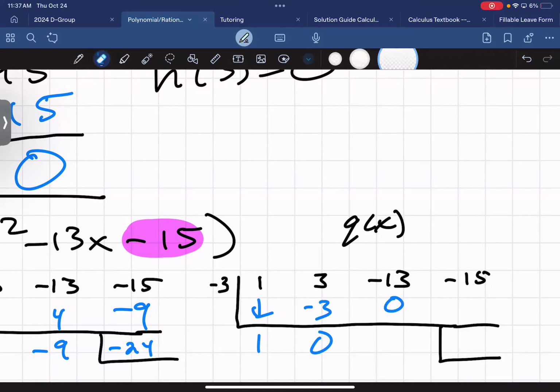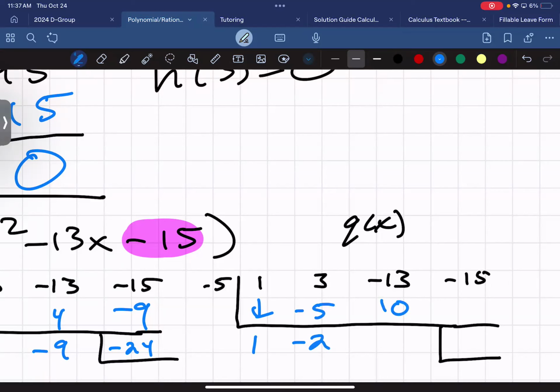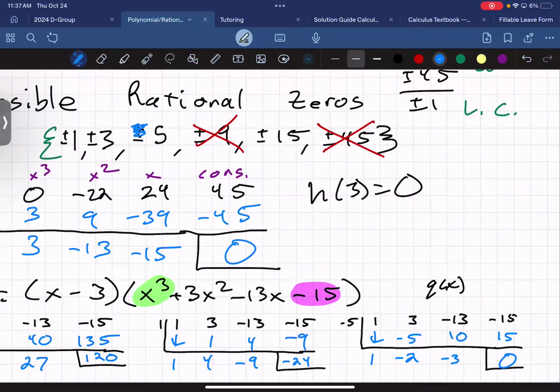You said -5. Why am I doing -3? -3 was one of our numbers, but you said -5, so let's make sure we use -5. And there we go. All right, so we found that Q of -5 also equals 0.